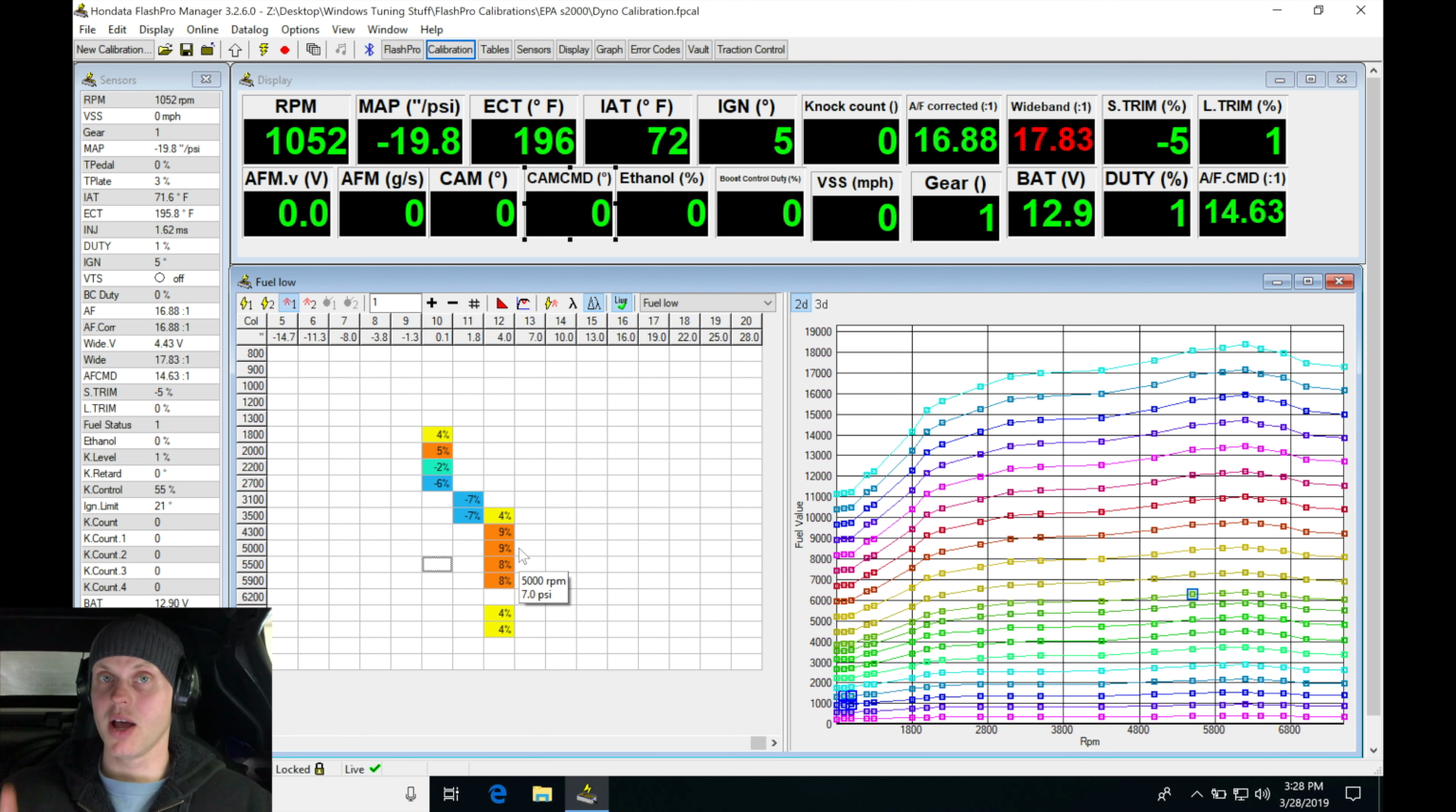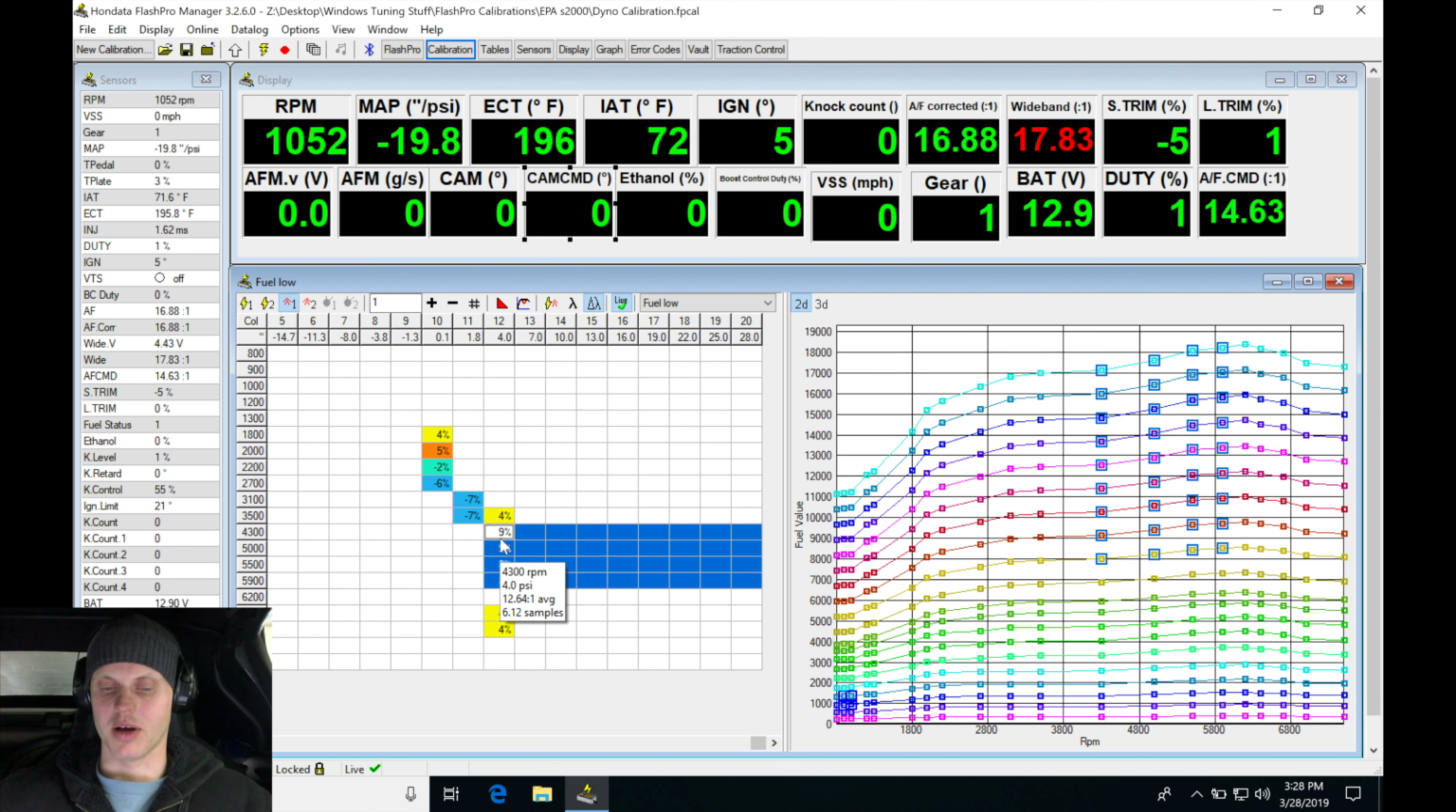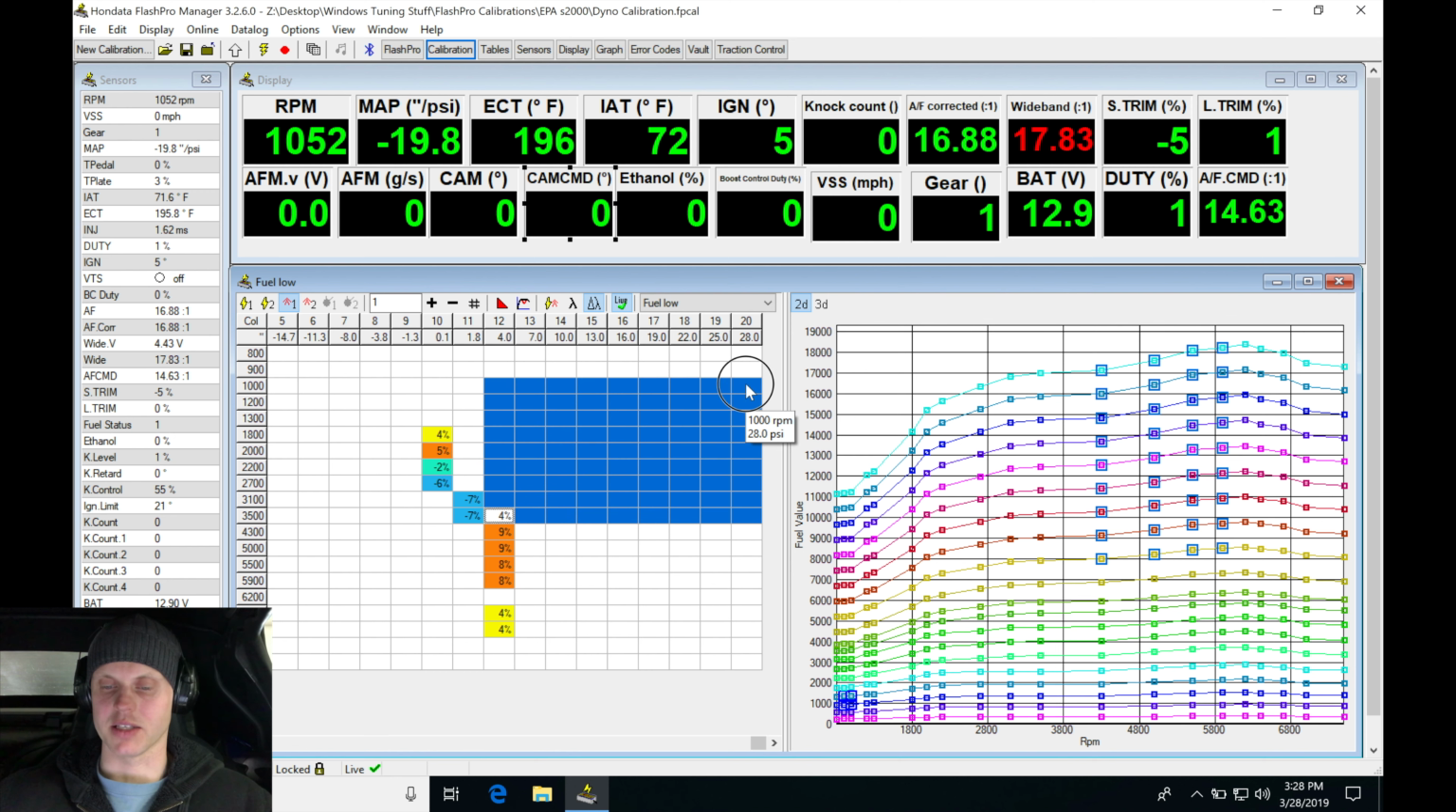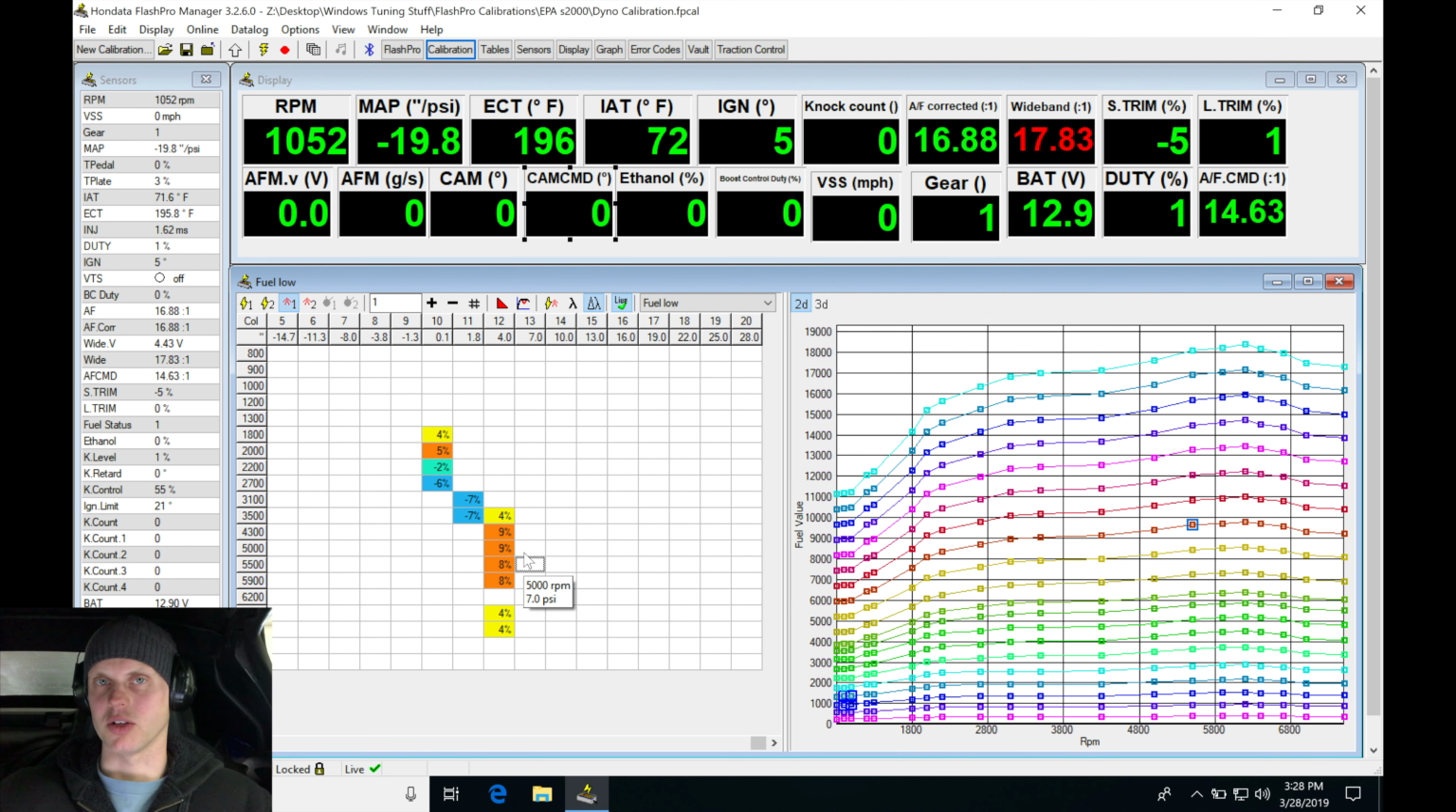Hit F10, let's stop. Now, it did go lean. We can see that the lambda overlay here was showing us about 9-8% lean, and some other spots maybe 4% lean. I saw it get up to about 12.6, 12.7. It didn't build a whole lot of boost.